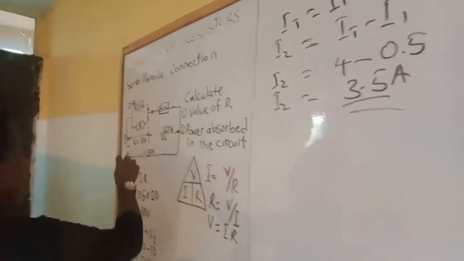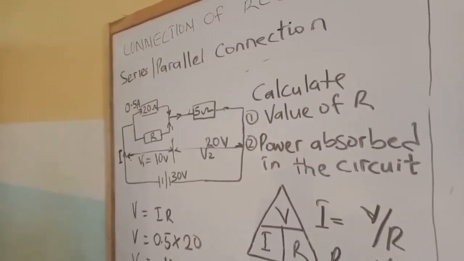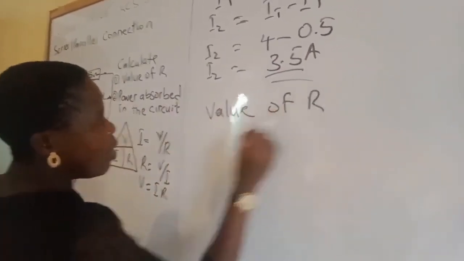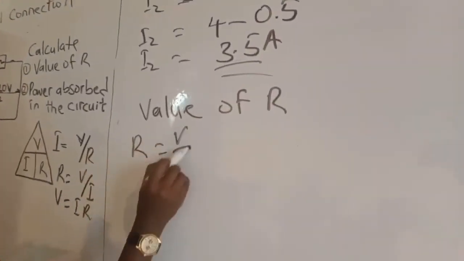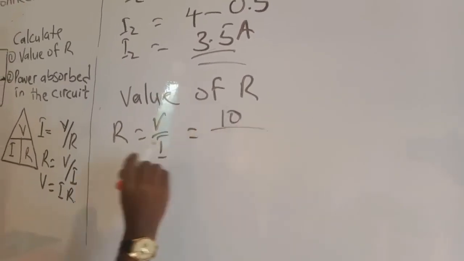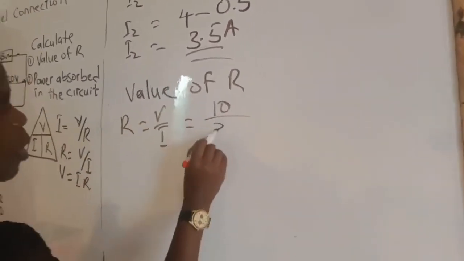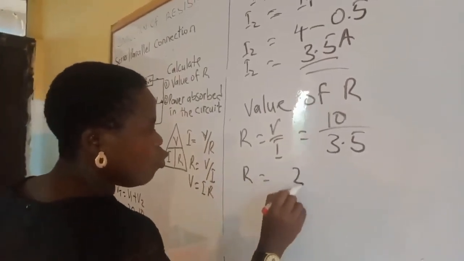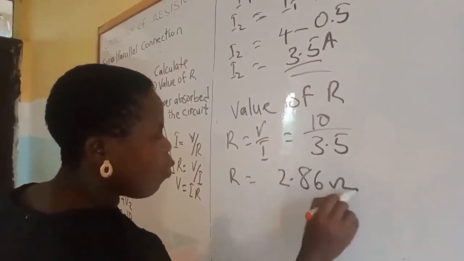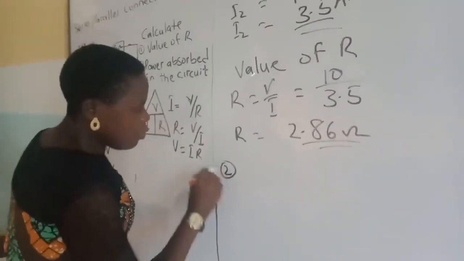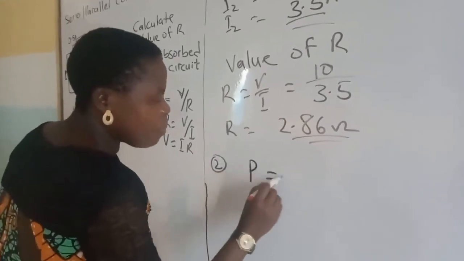So once you already know the current across this resistor, to know the value is easier because you already know the voltage. So the value of the unknown resistor, value of R is equal to V over I, which is equal to the 10 volts across the resistor because it is a parallel circuit, voltage is common, divided by 3.5. R is equal to 2.86 ohms.